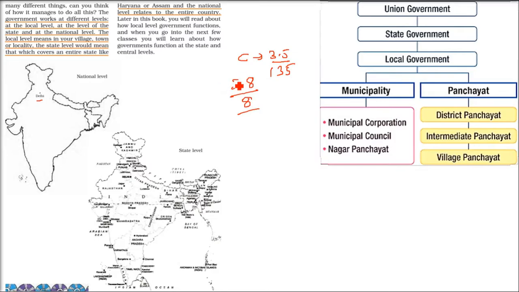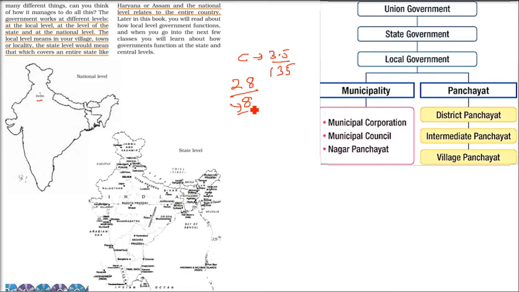So these 28 states have their own government. They have their state government. Every state has a state government. There are 8 union territories. Union territories means governed by the central government or union government.